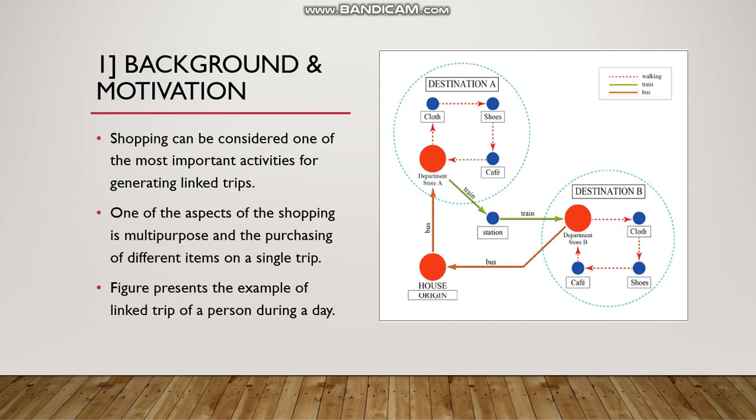Our figure shows the local people's shopping behavior. So we can see that the customer has visited two destinations, A and B. Also we can see that he has visited different departments. Also, the green arrow shows the mode of transportation used to go from destination A to destination B.